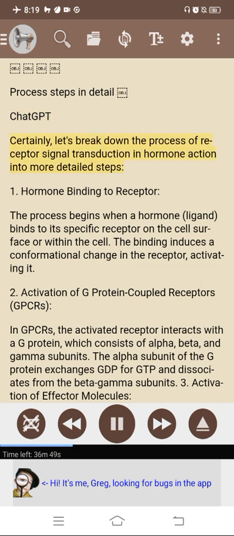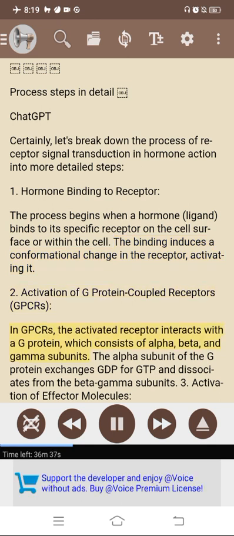Process steps in detail. ChatGPT: Certainly, let's break down the process of receptor signal transduction in hormone action into more detailed steps. 1. Hormone binding to receptor. The process begins when a hormone ligand binds to its specific receptor on the cell surface or within the cell. The binding induces a conformational change in the receptor, activating it. 2. Activation of G protein-coupled receptors, GPCRs. In GPCRs, the activated receptor interacts with a G protein, which consists of alpha, beta, and gamma subunits. The alpha subunit of the G protein exchanges GDP for GTP and dissociates from the beta-gamma subunits.